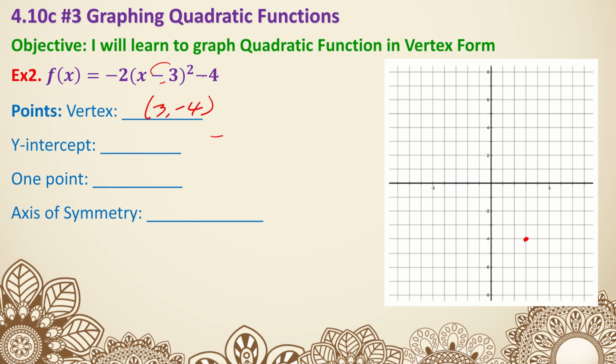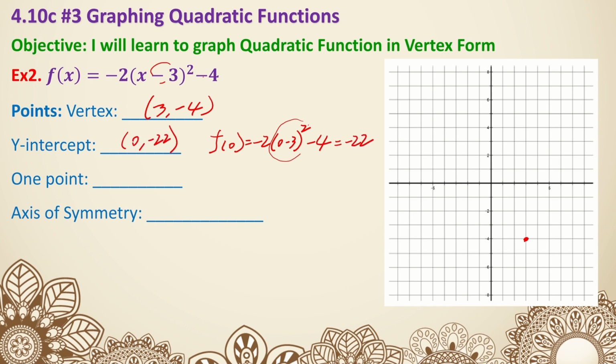Okay, y-intercept, we're going to plug in f of 0, plug in 0, so it's -2 times 0 minus 3 squared minus 4. 0 minus 3 is a -3, squared is a positive 9, -2 times a 9 is a -18. Again, you have to deal with the square part first, then multiply with a -2, so it's -18 minus 4, which is -22. 0, -22.